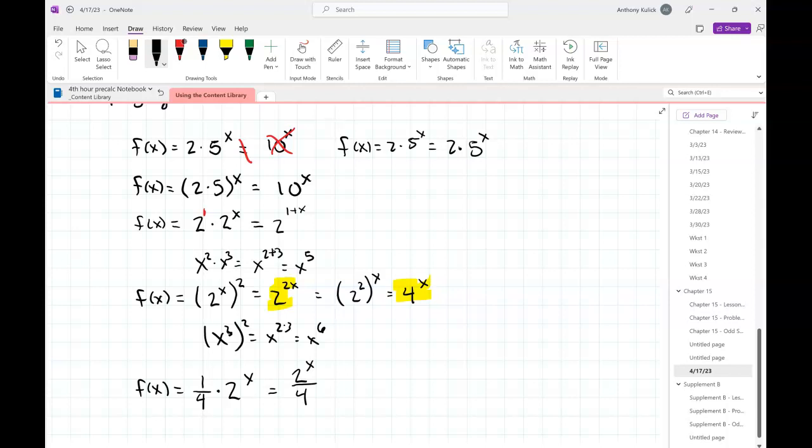Is there another way I might be able to rewrite 4 that would be helpful here? Four is the same as 2 squared, right? Why is that helpful to us? Now the bases of our exponential are the same. So what can we do?